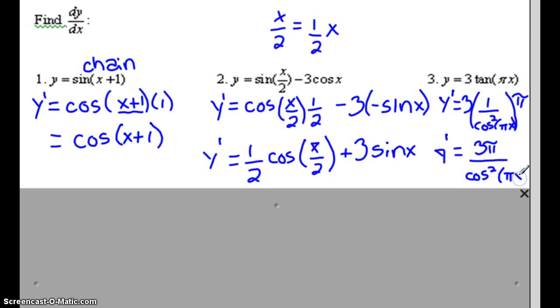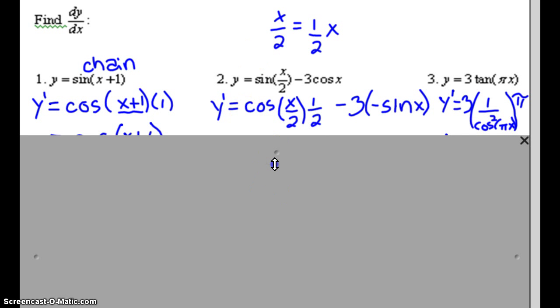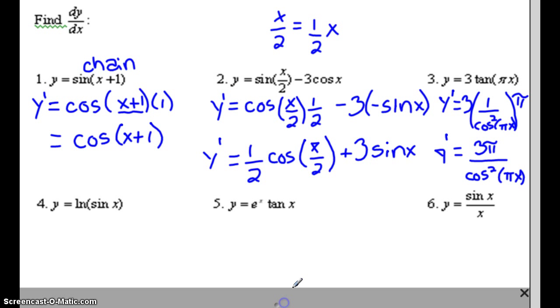Okay? When we see you in class next time, we are going to do a couple more problems. If you would like to get a head start, I'm going to leave these 4, 5, and 6 here. These are going to be part of your practice set when we see you next time.